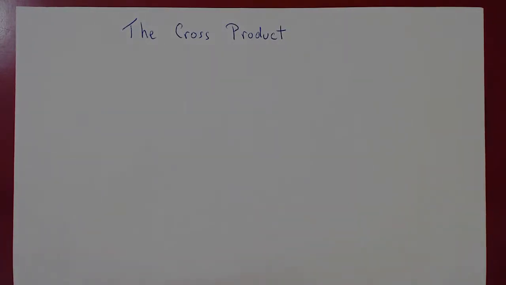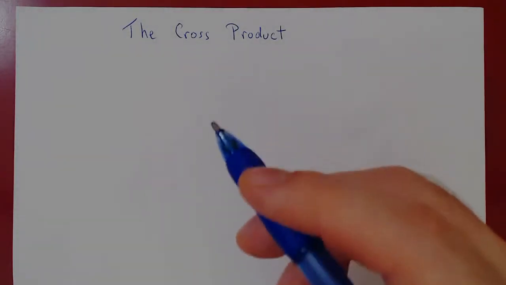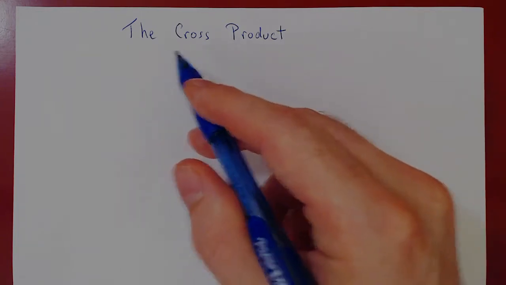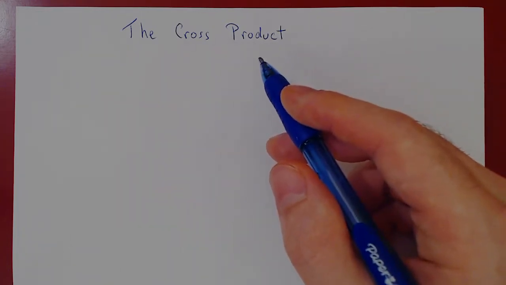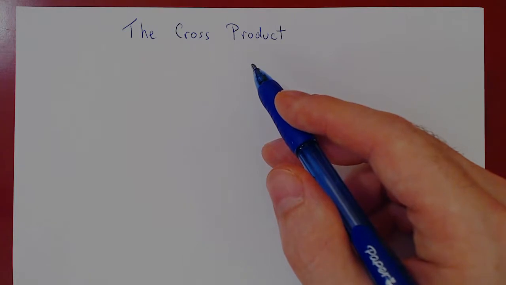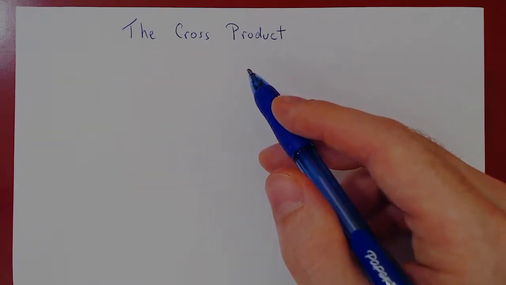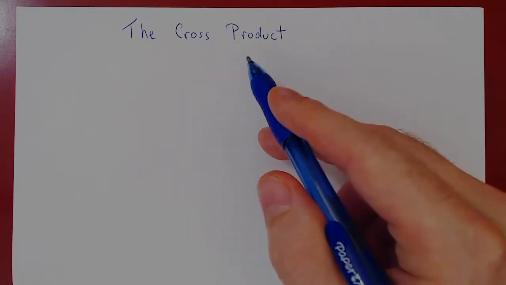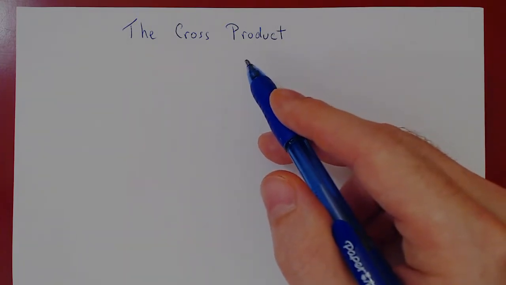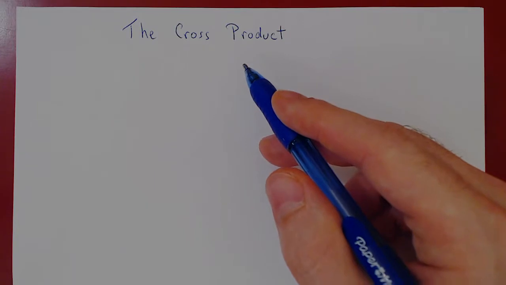Okay, so in this video, we want to consider our second fundamental vector operation, which is the cross product. The main difference between the cross and the dot product is the following. If you dot two vectors together, the result is a real number. If you cross two vectors together, the result is another vector.